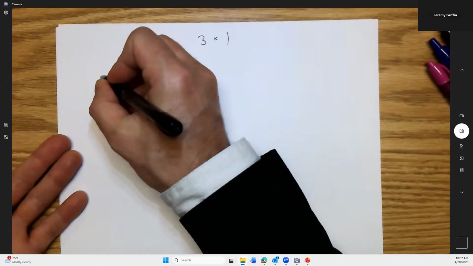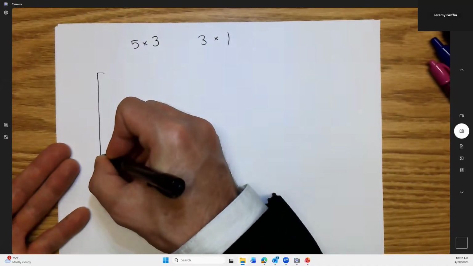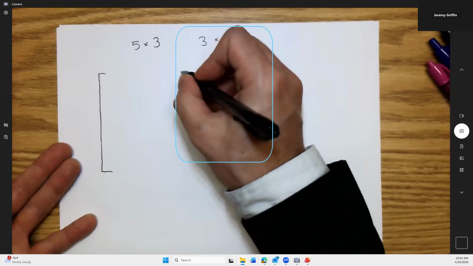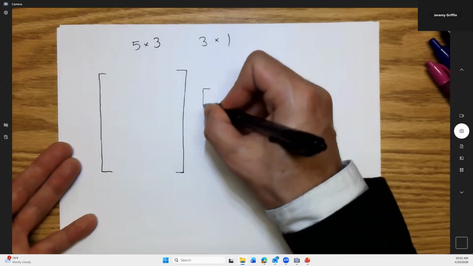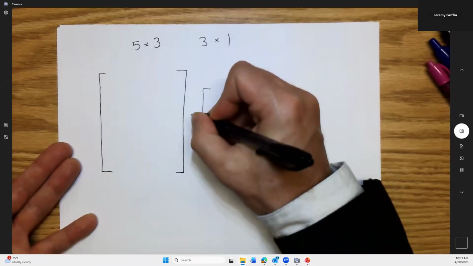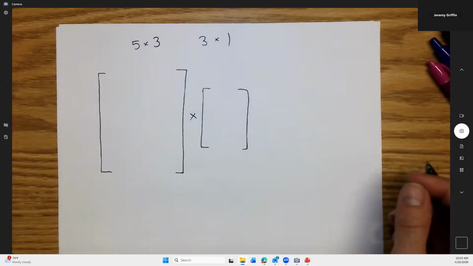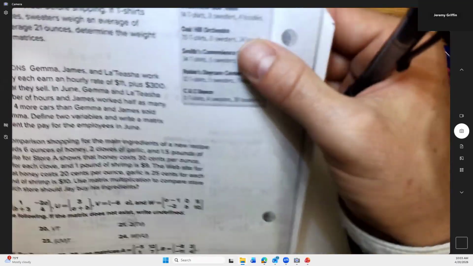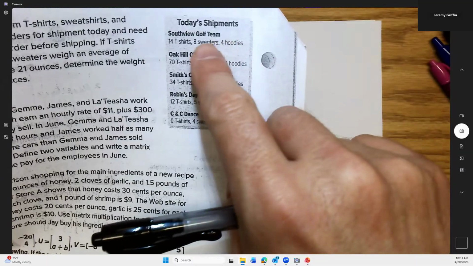So let's create these. Let's create a 5 by 3. So 5 rows and 3 columns. And then a 3 by 1. So 3 rows and 1 column. And then we should be able to multiply those together. Alright, that's good so far. Okay. So it looks like the 5 rows are going to represent the 5 deliveries, or each team.